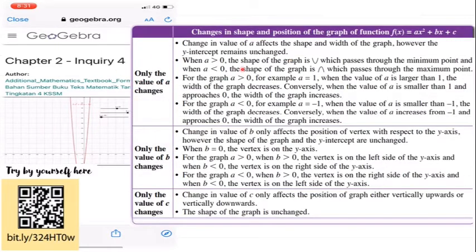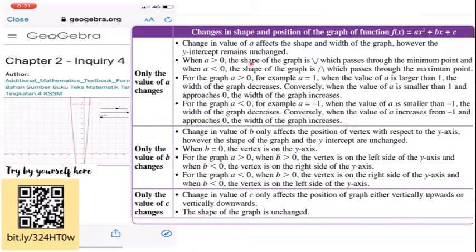So changes in shape and position of the graph of the function ax squared plus bx plus c. If only the value of a changes, what happens? The change in the value of a affects the shape and the width of the graph. However, the y-intercept remains unchanged. It only affects the shape, whether it is U or upside-down U, and the width of the graph.